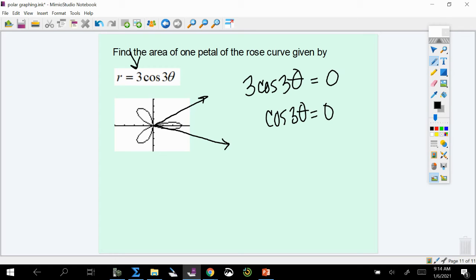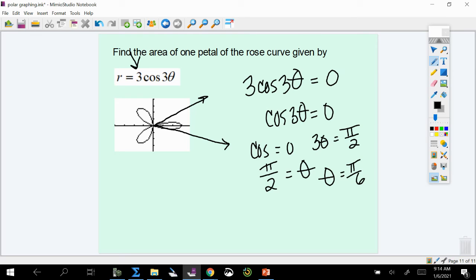Well, I need to know when cosine equals 0. And cosine equals 0 at pi over 2. So that means if I set 3 theta equal to pi over 2 and divide both sides by 3, my angle measurement is pi over 6. Now that's going to be this one.